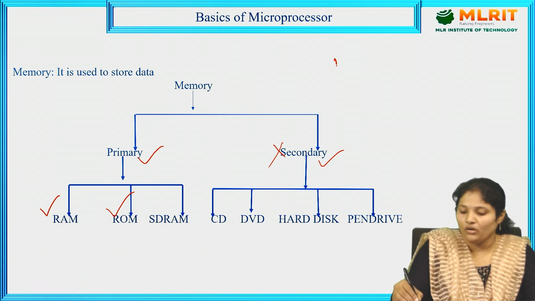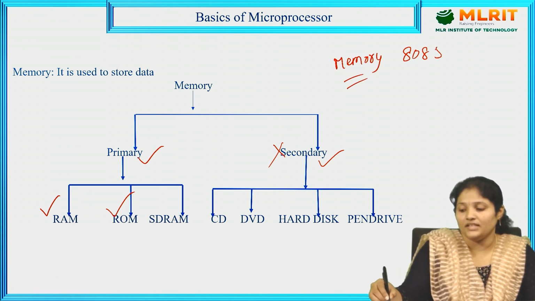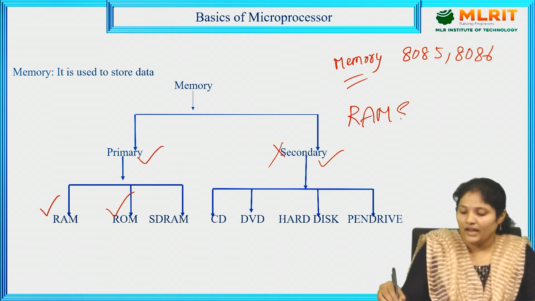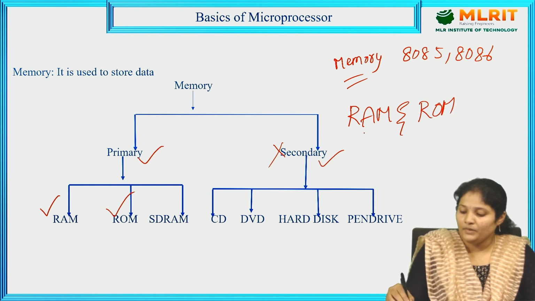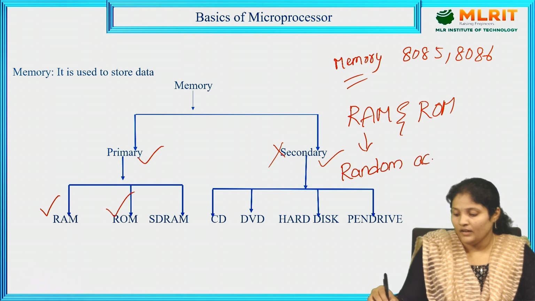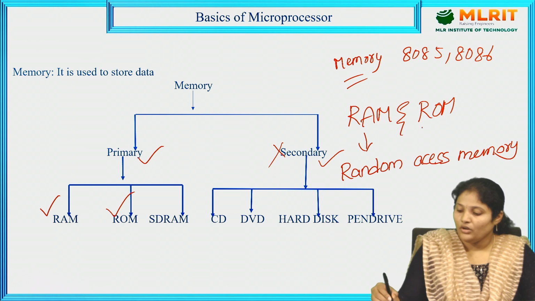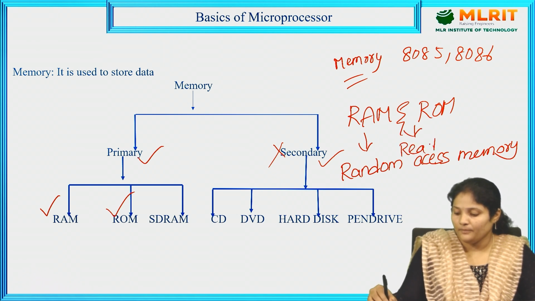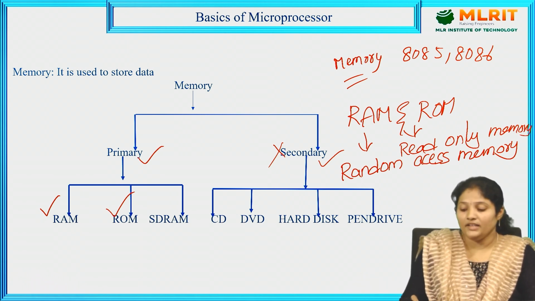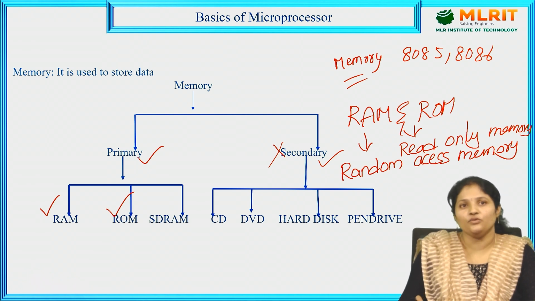The concept of memory in the 8085 or 8086 microprocessor is completely based on RAM and ROM, where RAM is random access memory and ROM is read-only memory. So why are two types of memories there? Because one is used to store the data and another is used to store the program.